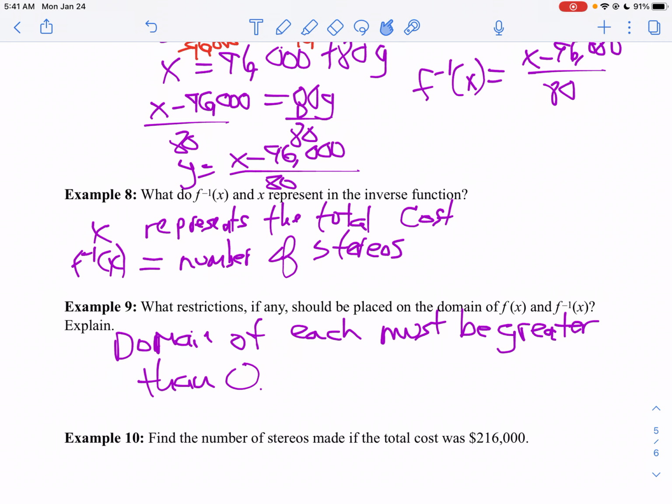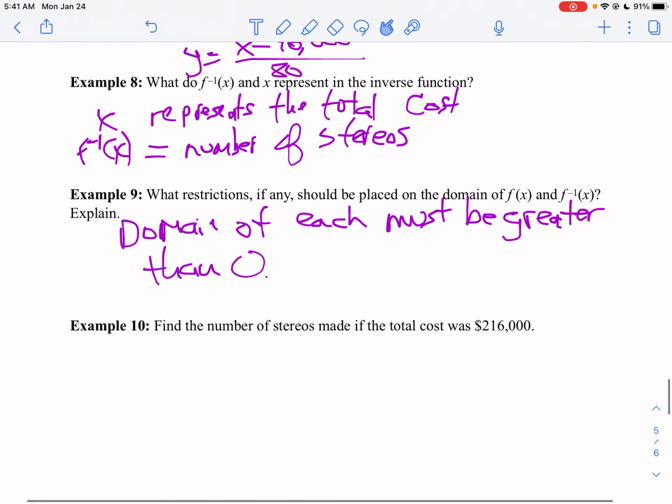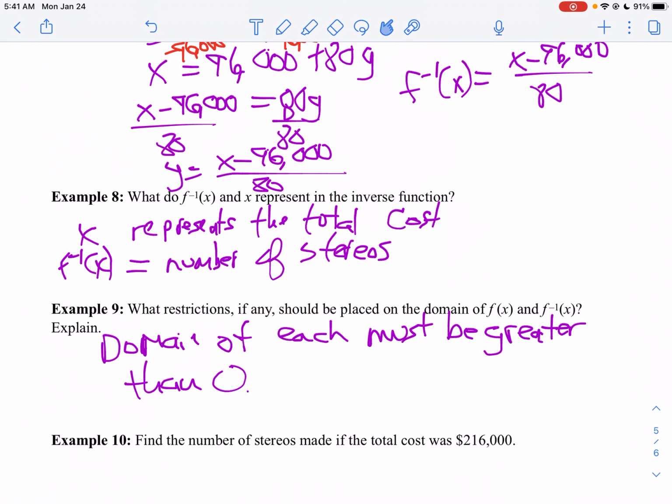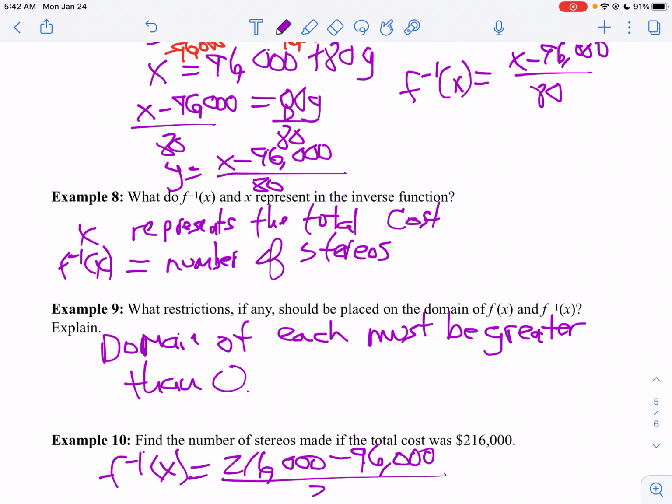So now on example 10, it says find the number of stereos made if the total cost was $216,000. So now what I'm going to do is replace x with 216,000 to find f inverse of x. So I'm going to say f inverse of x equals 216,000 minus 96,000. We'll divide that by 80.